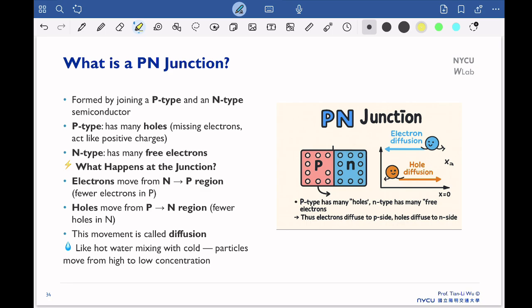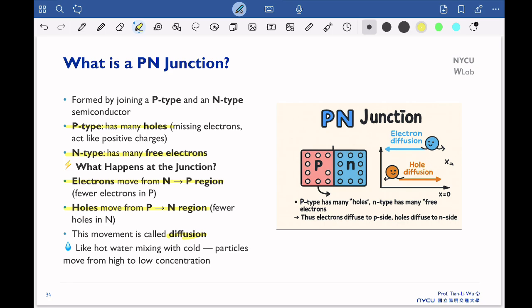So as I say, a PN junction is formed by using P-type and N-type semiconductor, and P-type has many holes here, and N-type has many electrons here. So the first thing that can be expected to happen is that the electrons can move from N to P. That's because of diffusion. The holes can move from P to N. That's also because of diffusion, just like hot water will prefer to diffuse to the cold region. So it's a very common, very simple idea.